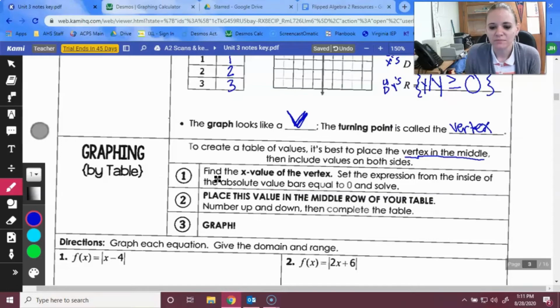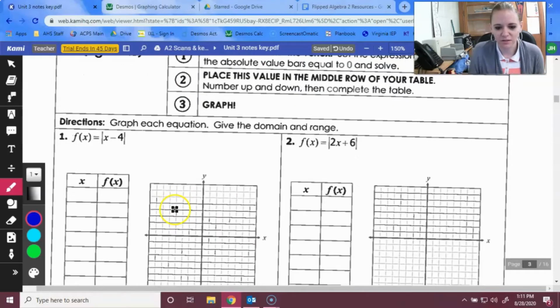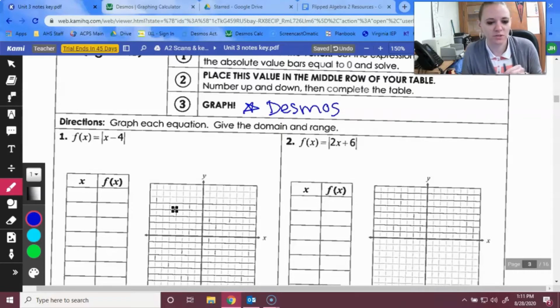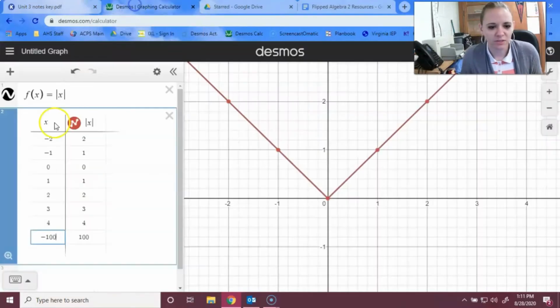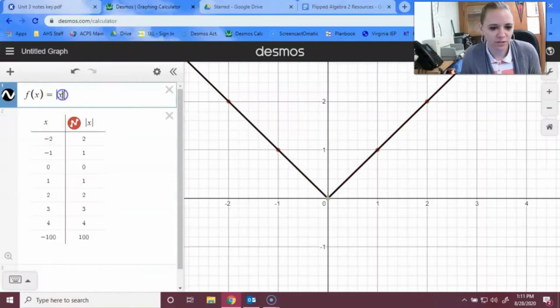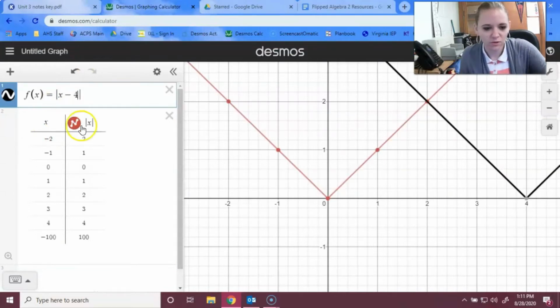I'm not going to go too crazy over these. Let's just go ahead and look at this. Of course, we can do these in Desmos. So we're going to start with this one. Let's put y equals absolute value of x minus 4.